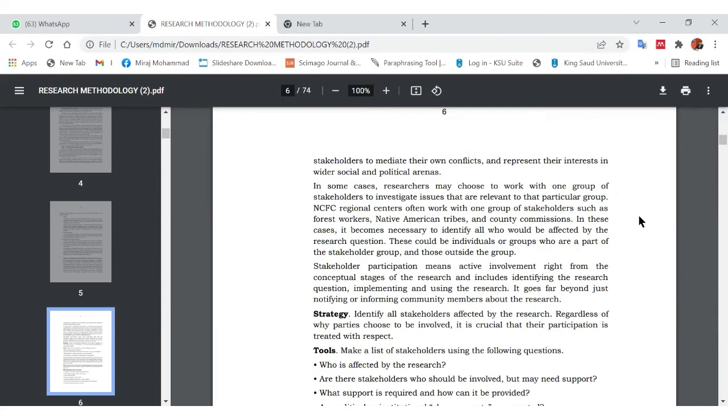Yes, sir. Okay. So stakeholder participation means active involvement right from the conceptual stage of the research and including identifying the research questions. Here from यहाँ से आपको research question बनाना बहुत जरूरी है. Research question में 2 टाइप के concept होते हैं, एक background questions होते हैं, एक foreground questions होते हैं. Write it down. When you frame the research questions into your research, so there are background questions and there are foreground questions. What is the background questions?